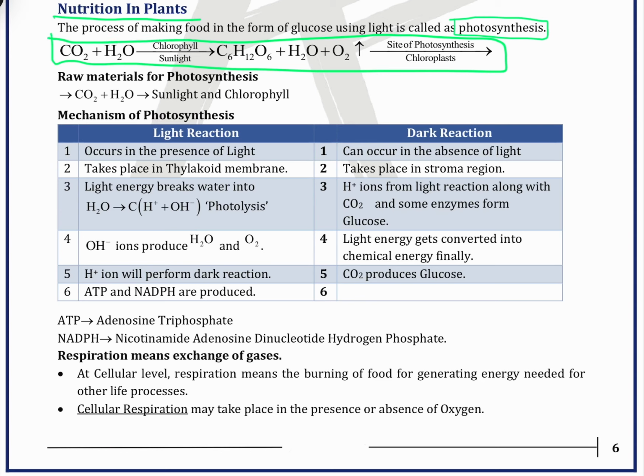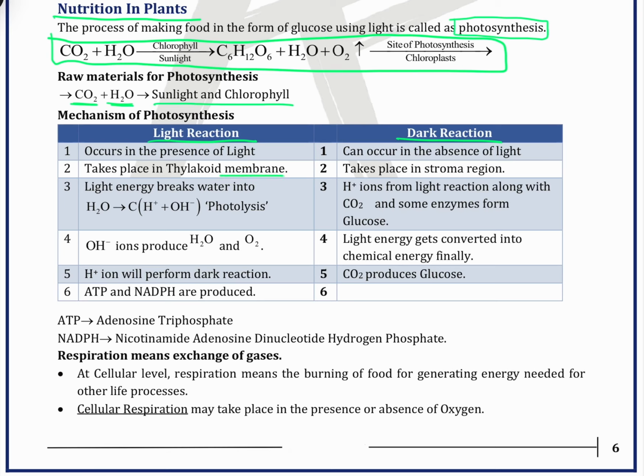The raw materials for photosynthesis are CO2, carbon dioxide, H2O, water, sunlight and chlorophyll. Here the difference is given between the two phases of photosynthesis, light reaction and dark reaction. Dark reaction means absence of light and light reaction means in the presence of light. First, we can see the occurrence: light reaction occurs in the presence of light, and dark reaction can occur in the absence of light. So photosynthesis can also occur in the dark. We have studied that it occurs in light, but it can also occur in dark. Second, we can see where it takes place.